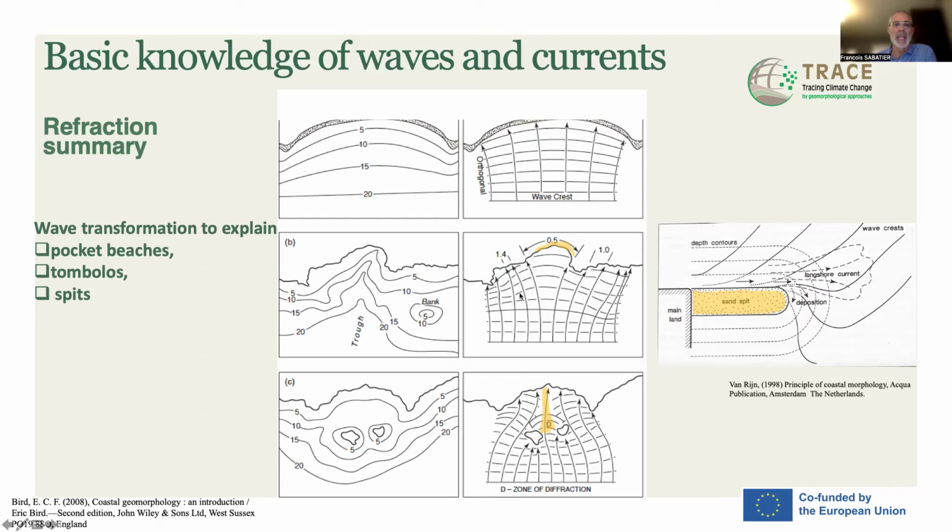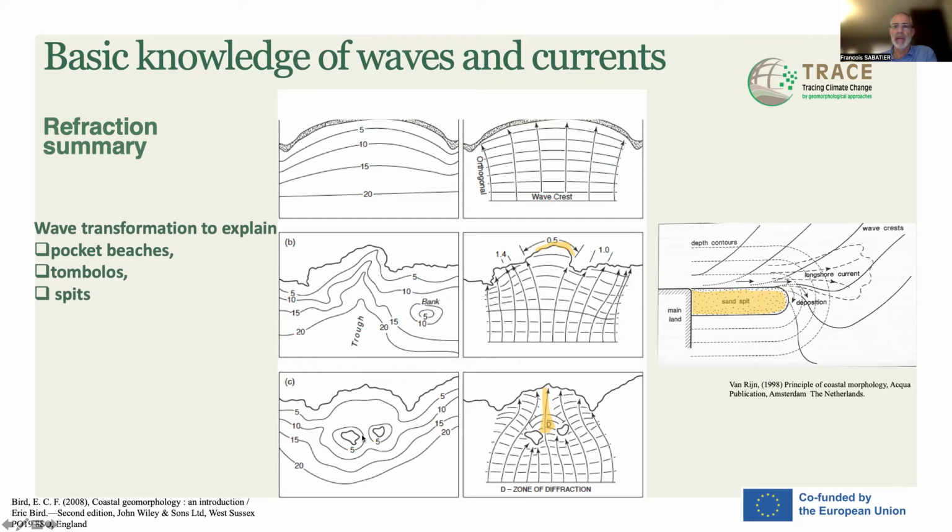So you have already made this observation. In the bay, the waves are smaller. And this is a way to explain why there is sediment at the end of the bay, because there is not a lot of wave energy. And like this, you can explain why there are pocket beaches. And we will speak about pocket beaches later in the lectures.